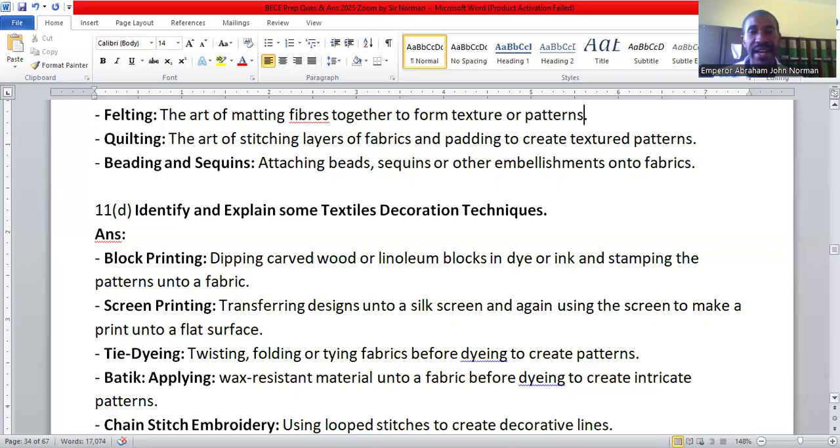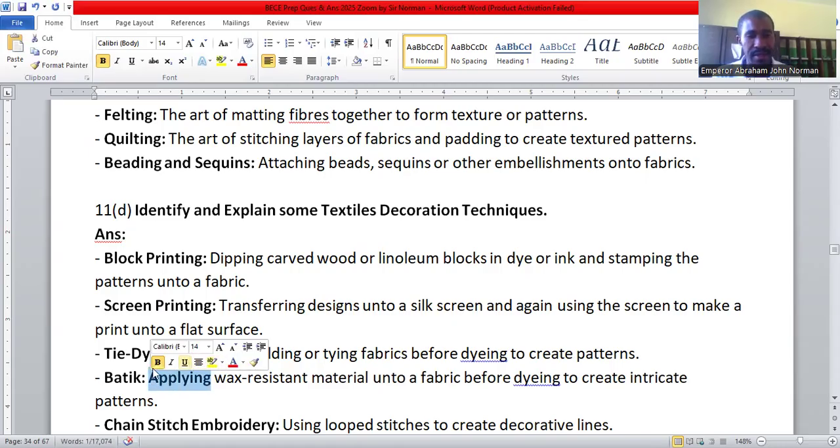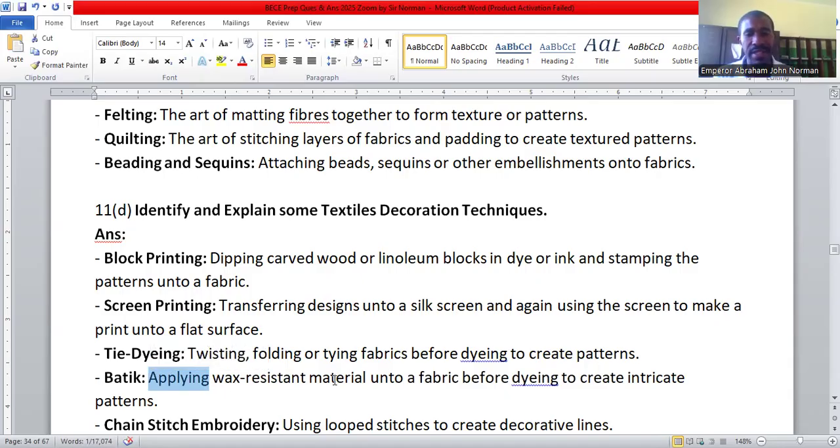Then we have tie dyeing. Tie dyeing is the art of twisting, folding, or tying fabrics before dyeing to create patterns. Then we have batik, which is the art of applying wax-resistant material onto a fabric before dyeing to create intricate patterns. So if you apply wax-resistant material onto a fabric before dyeing in order to create intricate patterns, that is what we call batik.